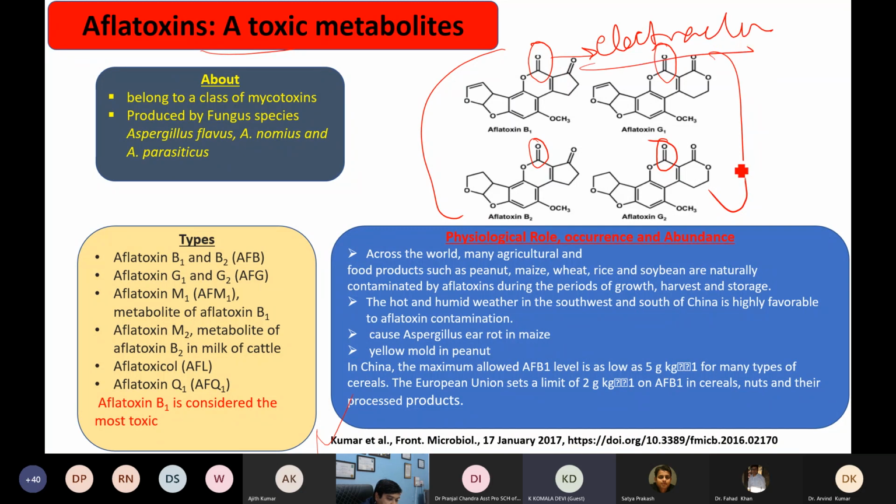Electroactive means what? For example, A goes to A plus, and A plus goes back to A. That's a redox reaction. It means reduction and oxidation, or oxidation and reduction. So these groups are capable of giving you electrons at a certain potential.